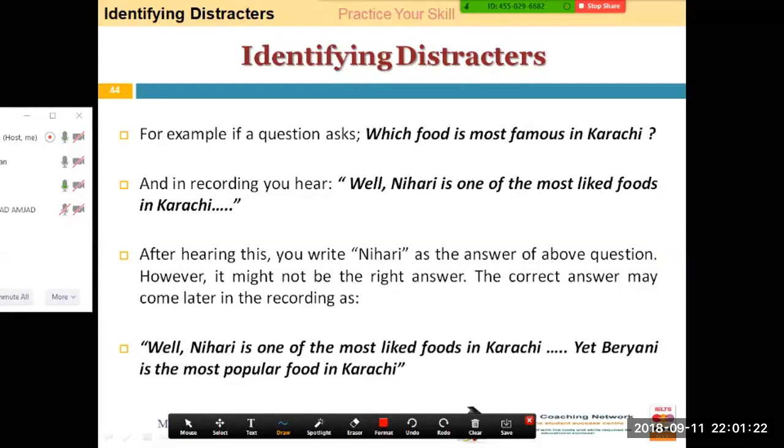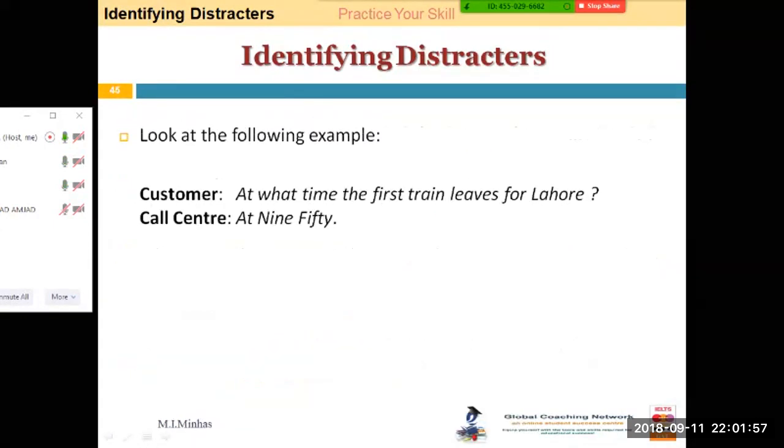You see, it is one of the most liked, but not the most. The question is asking you the most, the number one thing. And here, the first sentence says this is one of the top three famous foods. But which is the most popular here? That may be something else. So the information you hear first may not be the correct option. This is number one. Number two, let me show you one more example.